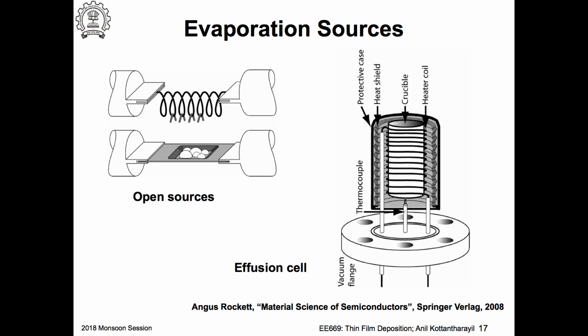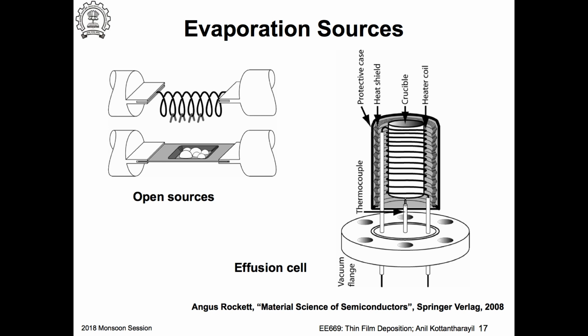Or it can be a boat-like structure. This material can be graphite, boron nitride, and so on and so forth. This will be typically graphite. If you use a dielectric or ceramic, you will have to make an arrangement for heating it. So that's what you see here. And you place pieces of the material you want to deposit.